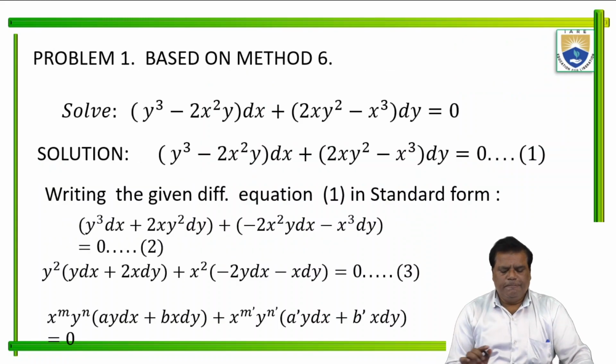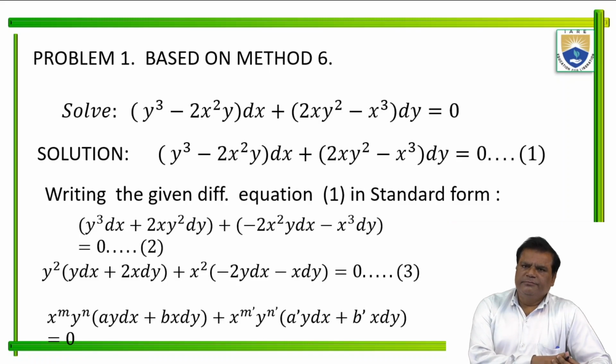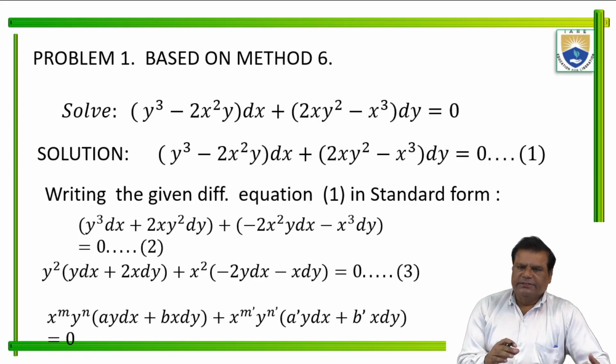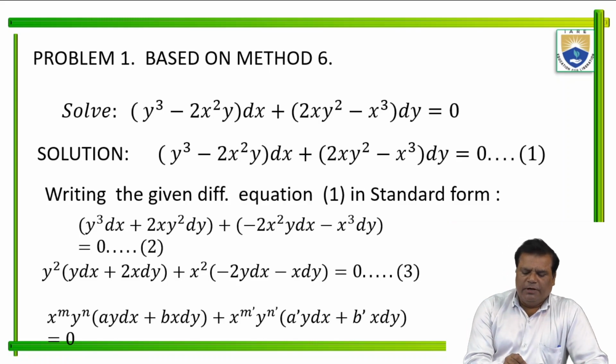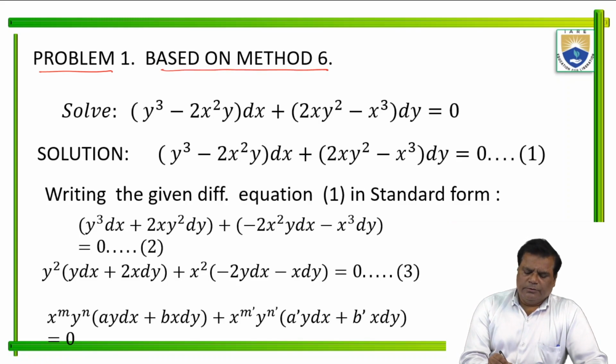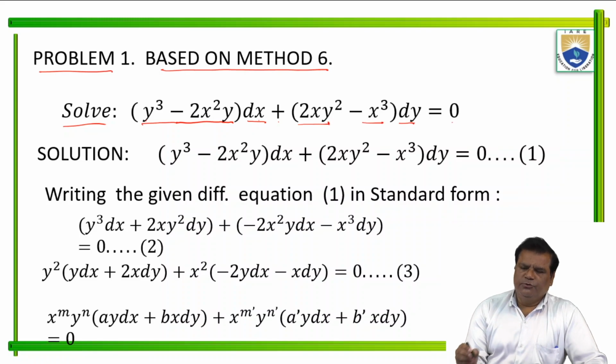Now problem 1. I am discussing only one problem here, based on method 6. This is the same question I am discussing, just the general method. So problem 1 based on method 6: solve (y cube minus 2x square y) dx plus (2xy square minus x cube) dy equal to 0. This is the given question.